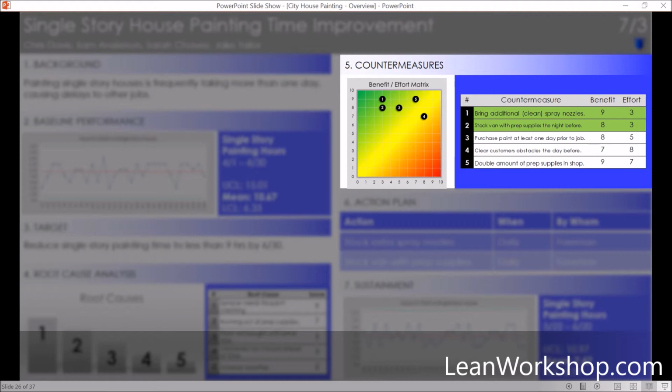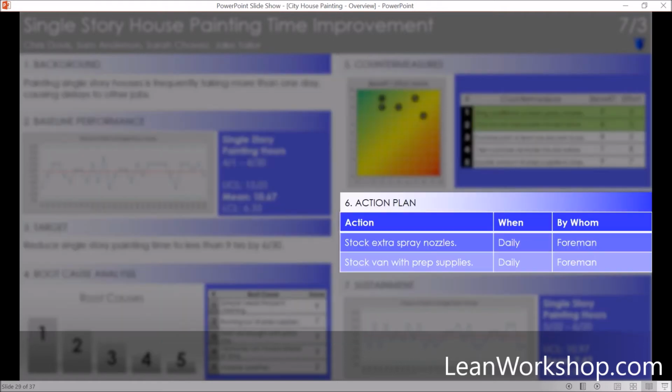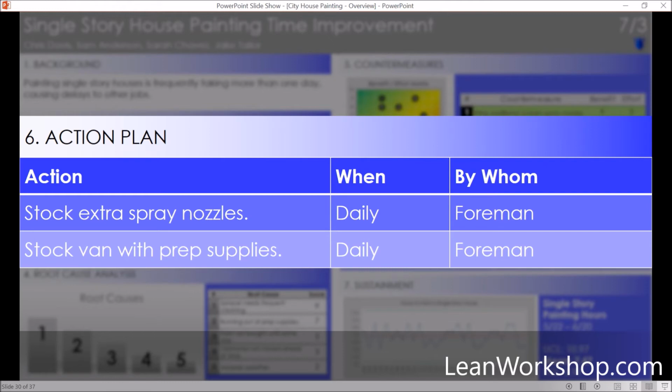Next, the team brainstormed countermeasures to address the root cause problems. After narrowing the list through nominal group technique voting and plotting on a benefit-effort matrix, it became clear that the highest impact solutions were to bring additional clean spray nozzles and stock the van with prep supplies the night before a job. Chris and his team moved forward with only these two solutions, which were both assigned to the crew foreman to ensure they were completed.